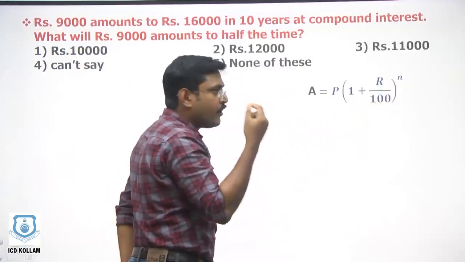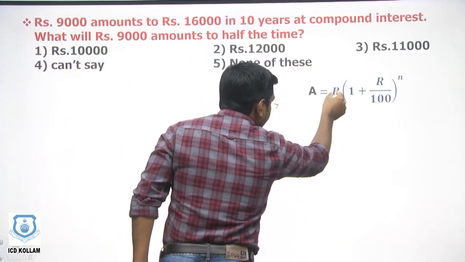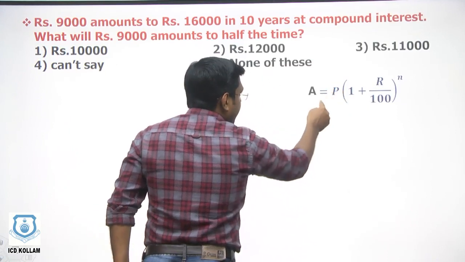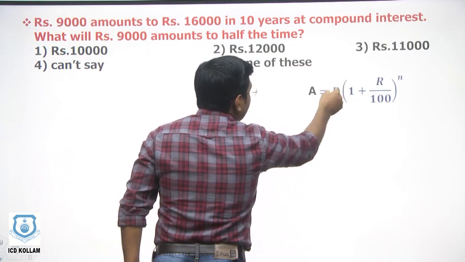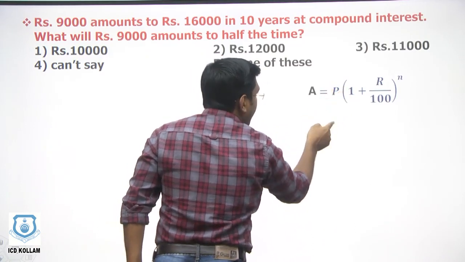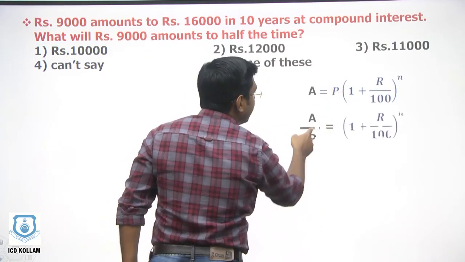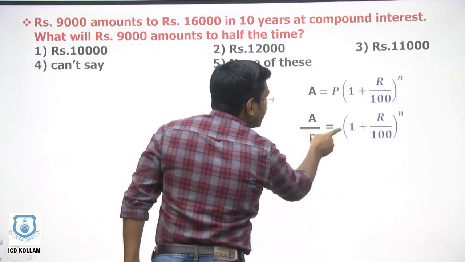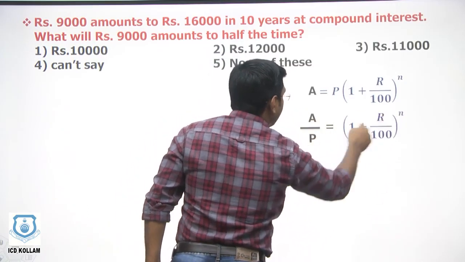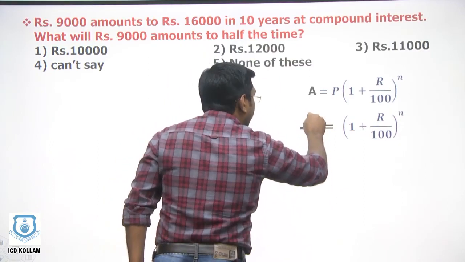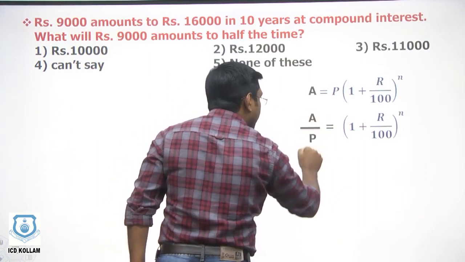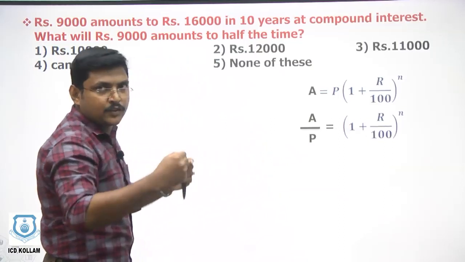I am going to take this principal P to the left hand side. Since P is multiplied here, on taking P to the left hand side, it becomes amount by principal. As a result, the formula becomes amount by principal is equal to 1 plus R by 100, the whole raised to N. Or simply, I am going to take the ratio of amount by principal, that's why I am writing it as A by P. Using this technique, I am going to solve this question.